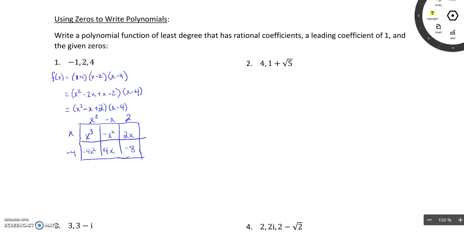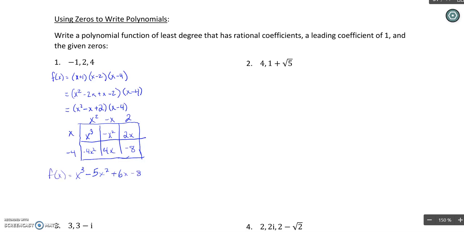So what we do at this point is we'll add just across the diagonals as you see there. So this becomes x cubed negative x minus 4x squared, so 5x squared, 2x plus 4x is plus 6x, and then minus 8. So what we're doing here is the reverse of what we have been doing, which is factoring. Now we're just using the roots that were given to expand. Okay, so that was the beginning.